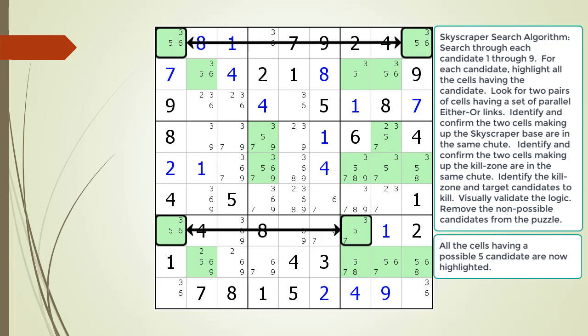Next, we identify the 2 cells making up the kill zone are in the same chute. We identify the kill zone and target candidates to kill, and we remove the non-possible candidates from the puzzle.